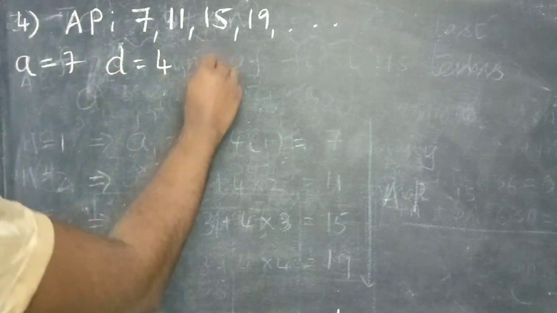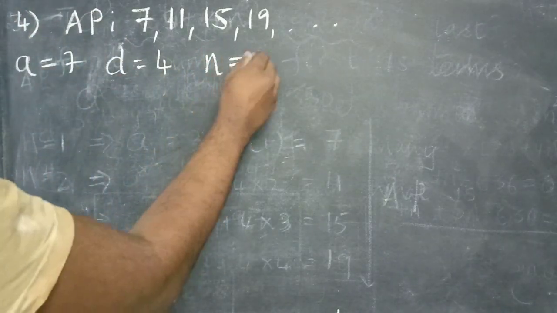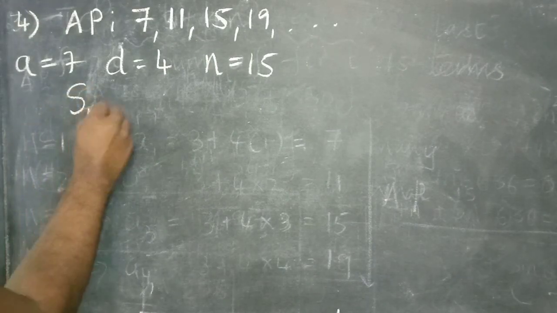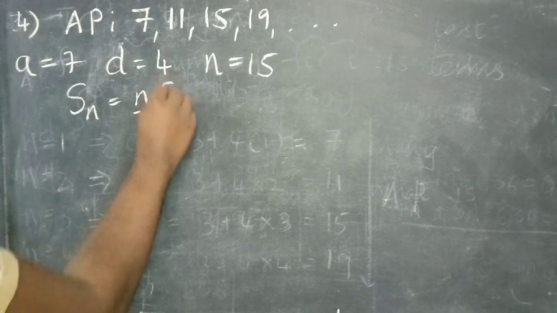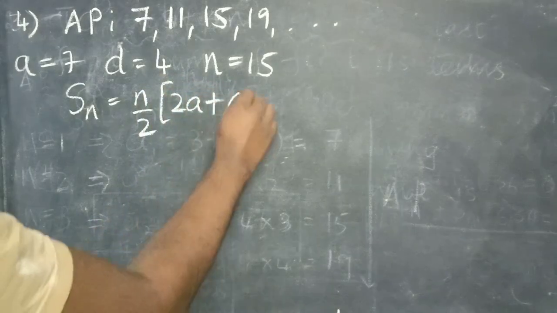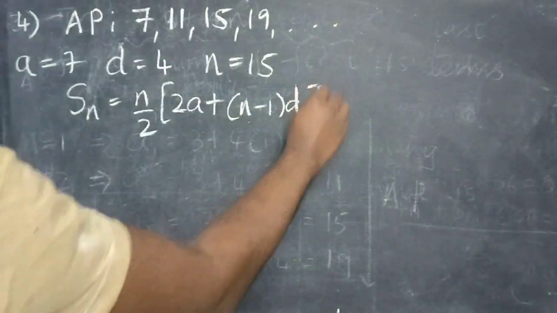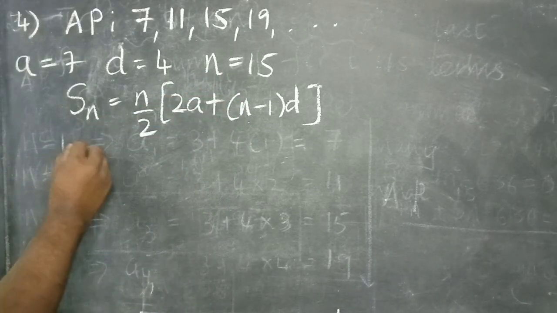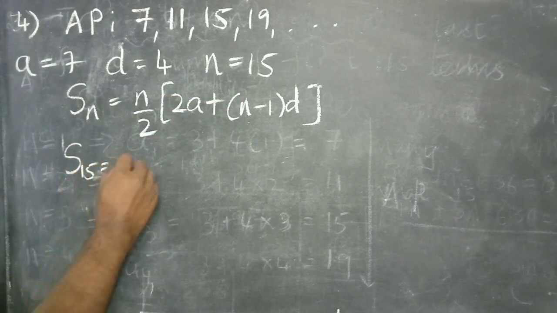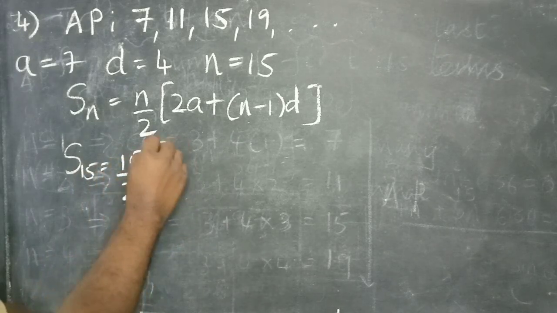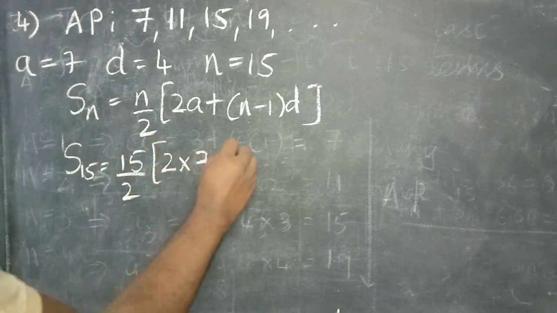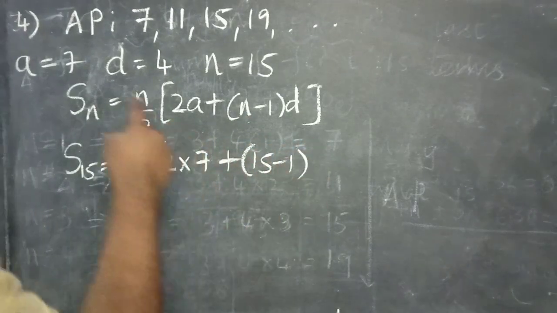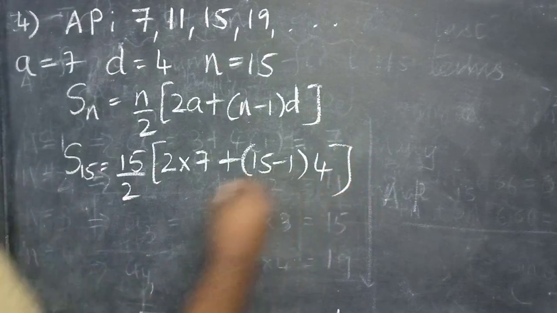We should find out. Therefore n equals 15. Since we need to find out the sum of 15 terms, therefore Sn equals n divided by 2 times 2a plus n minus 1 into d. By using this formula, we find out the sum of 15 terms. Therefore, S15 equals 15 divided by 2 times 2 times 7 plus what is the value of n? n is 15 minus 1. What is the value of d? d is 4.